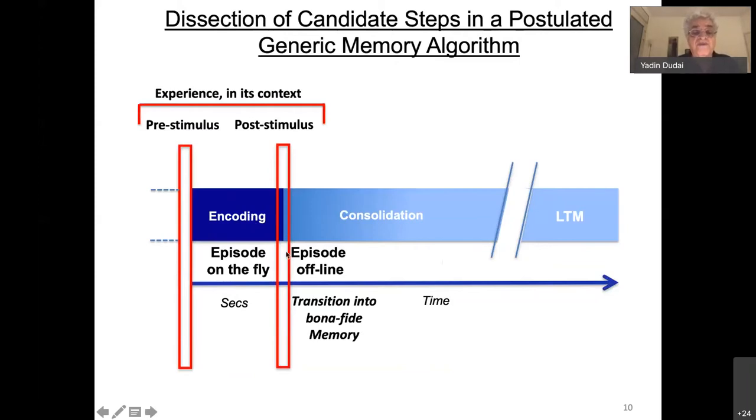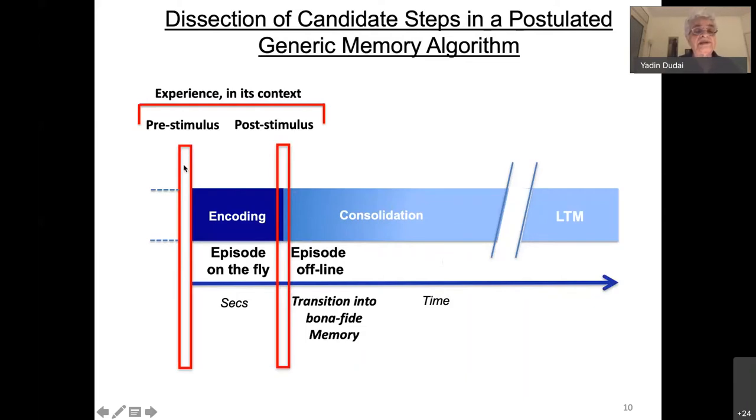The minute it goes offline, there is a transition into bona fide memory, because, as I said, information that's not really anymore online, it's now offline, is information that is in memory, provided you can retrieve it, activate it. Then there is this consolidation phase, and after some time, it depends on the process, it depends on the type of memory, it goes into long-term memory.